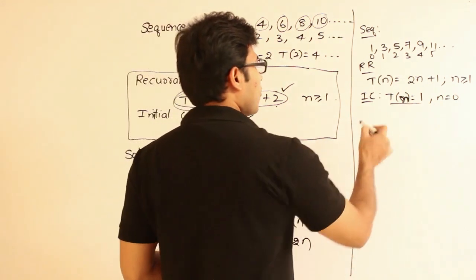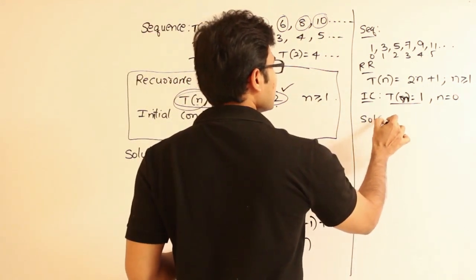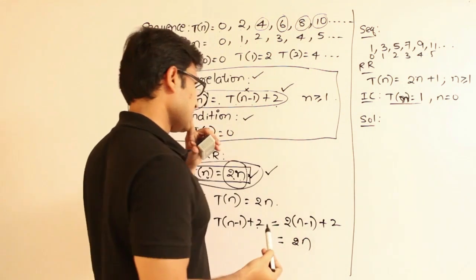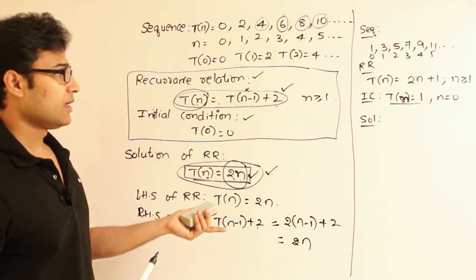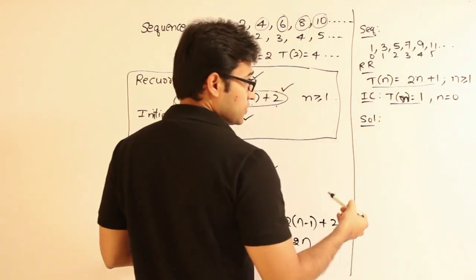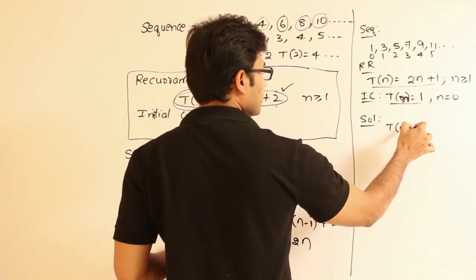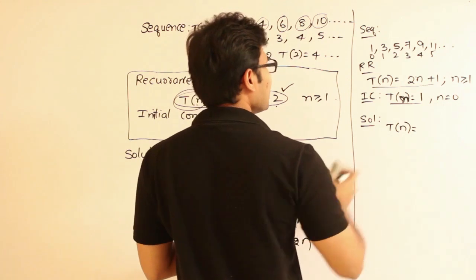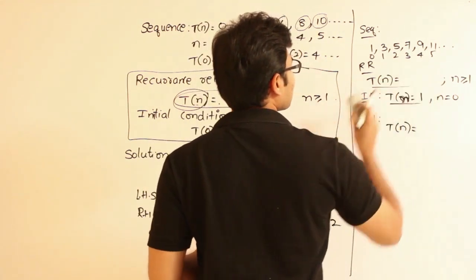Okay, now what should be the solution, or what could be the solution? What did I tell you about the solution? A solution is anything that satisfies this recurrence relation. So I am assuming that the solution could be, I have written the solution here itself by mistake.